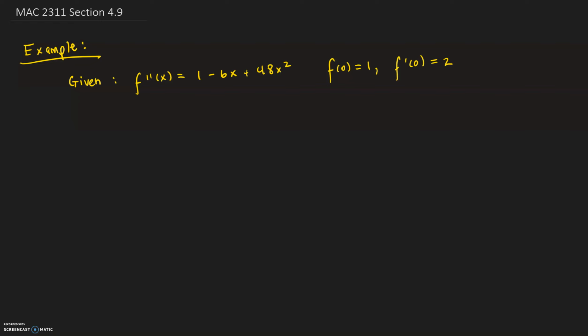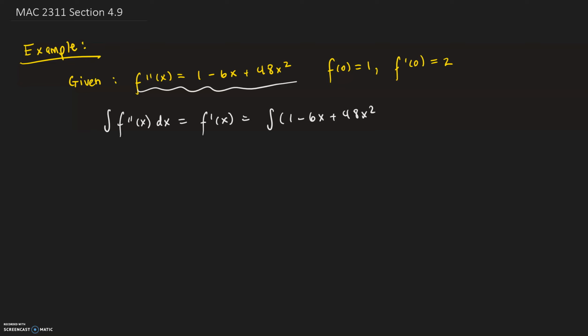So we want to first begin by taking the antiderivative of both sides. So we are taking the antiderivative of both sides of this equation of f double prime of x with respect to x. And that's going to be f prime of x plus some constant, right? So equals the antiderivative of 1 minus 6x plus 48x squared with respect to x. And again, this is going to generate for us some constant. I guess we could call it c.